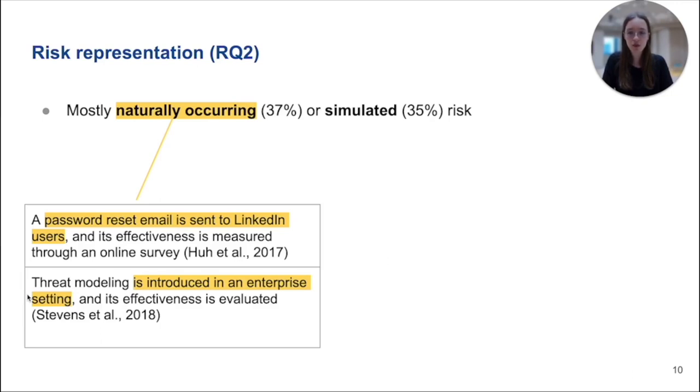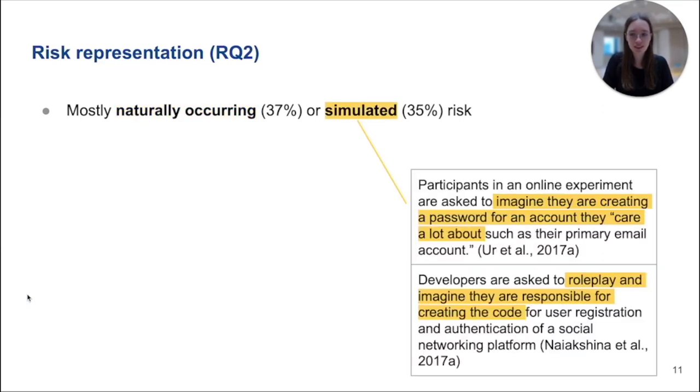An example for what we analyzed as naturally occurring risk would be when researchers sent a password reset email to actual LinkedIn users and evaluated the effectiveness. Another example was when researchers introduced threat modeling in an enterprise setting. The risk is not simulated for the purpose of the research. Instead, it is naturally occurring.